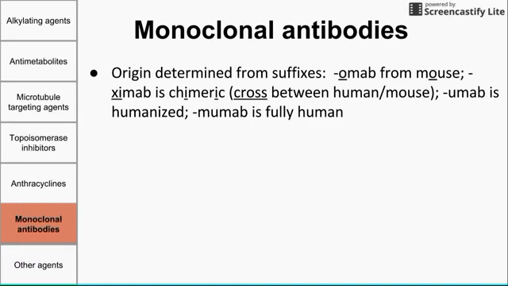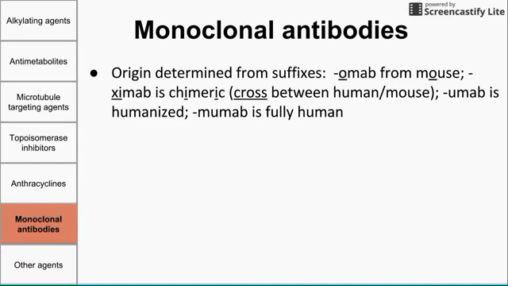The XIMAB ending, or IMAB, comes from the chimeric antibodies. These chimeric antibodies are a cross between human and mouse, so they have some human in them. This list, by the way, is in decreasing order of how much mouse is involved in these antibodies. So this UMAB, this next one, is humanized, which means it's about 10% mouse, 90% human. Easy to remember because UMAB has a U in it, just like human. Then finally, the fully human antibodies are called MUMAB. Now, these MUMABs are 100% human.